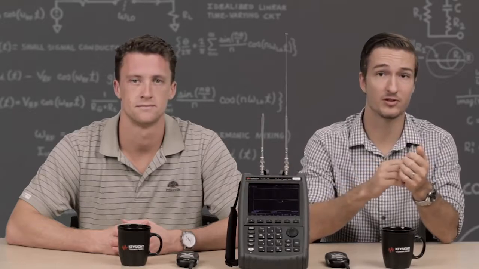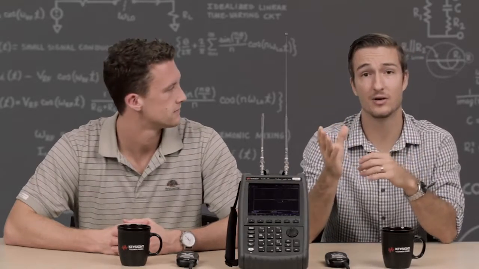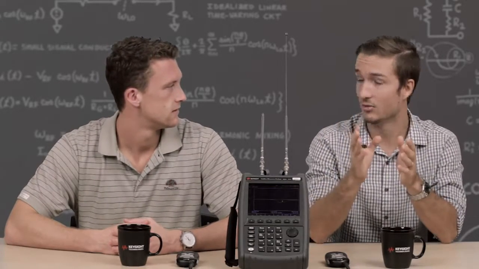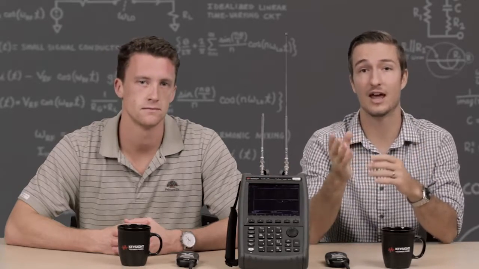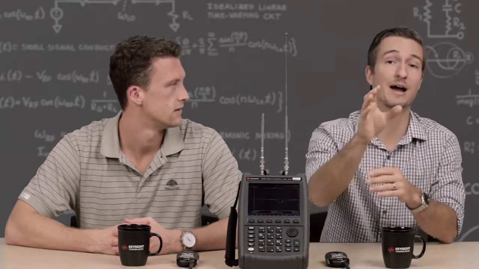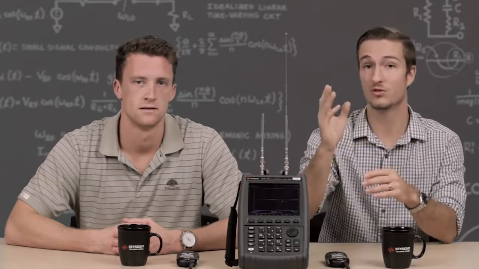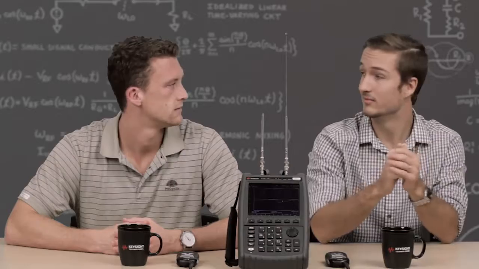The first number represents the port at which the power is found, and the second number represents the port at which the power originated from. So for instance, S21 is the ratio of the power transferred to port 2 from port 1.